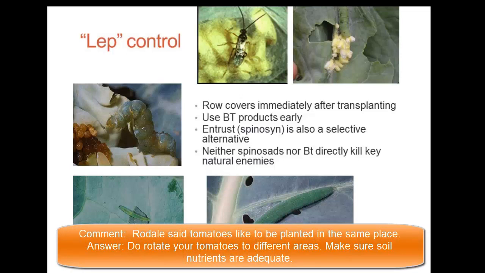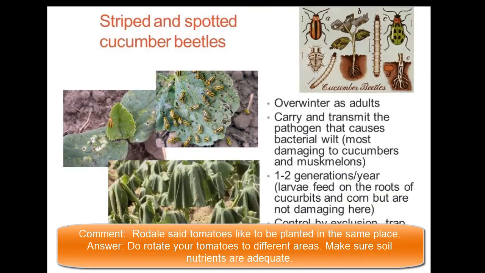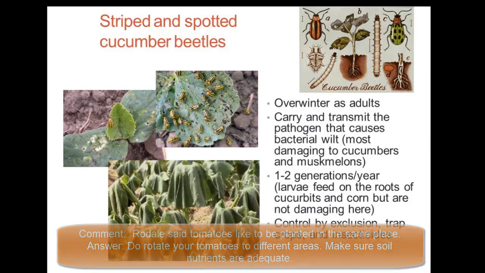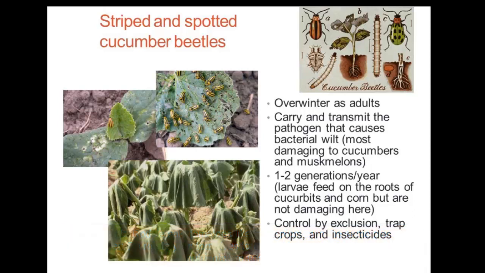That's their benefit. The question in the chat box, generally speaking, do you want to rotate tomatoes to different areas, making sure that soil nutrients are adequate in all places? Sure you do. For some insects that bother tomatoes, it'll make no difference, but you want to do it, if nothing else, for the disease control benefit. Rotations in gardens usually have a much greater disease control benefit than they do insect control benefit.